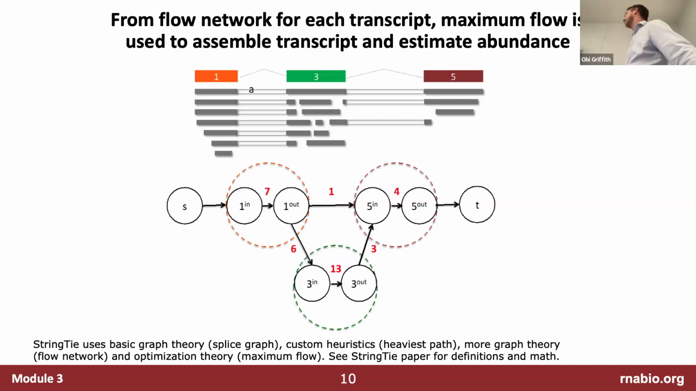So StringTie, it's sort of like HISAT, maybe even more so. If you want to understand it, there's probably a whole course there. You would need to know some basic graph theory. It uses some custom heuristics to do things like calculating the heaviest path. There's more graph theory to calculate the flow network. There's optimization theory to figure out the maximum flow. There's lots of definitions and math in the paper if you want to dig into how it works.